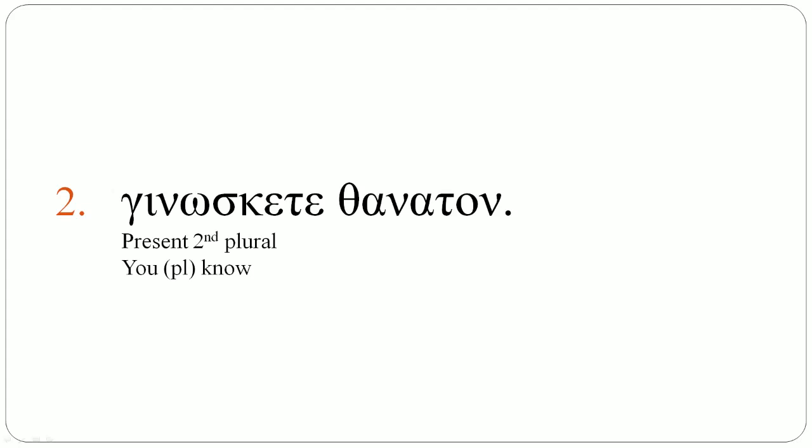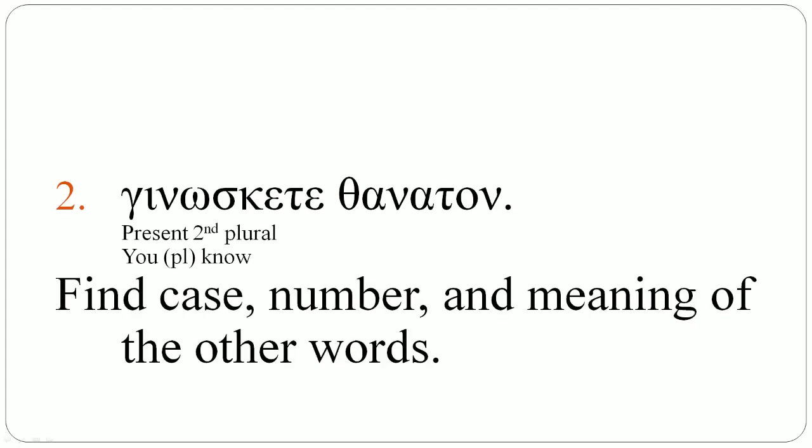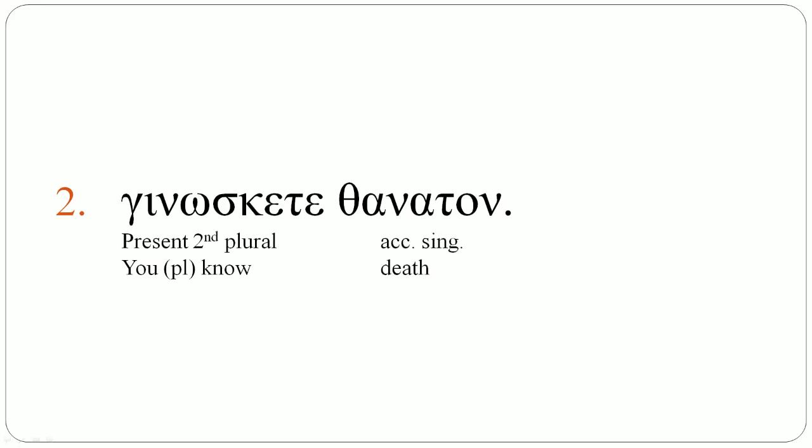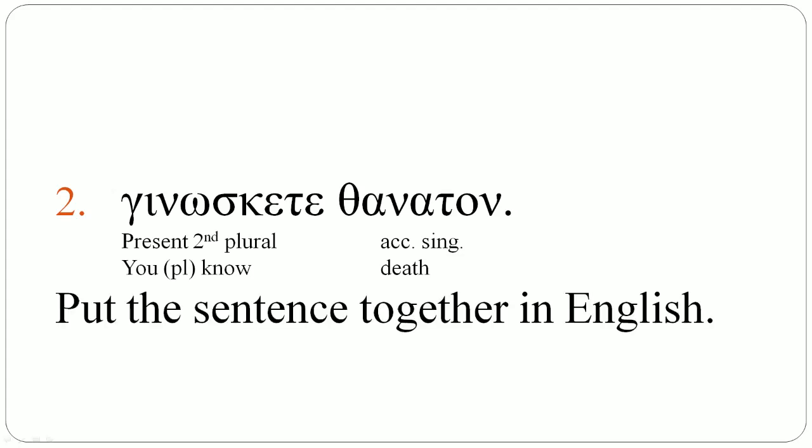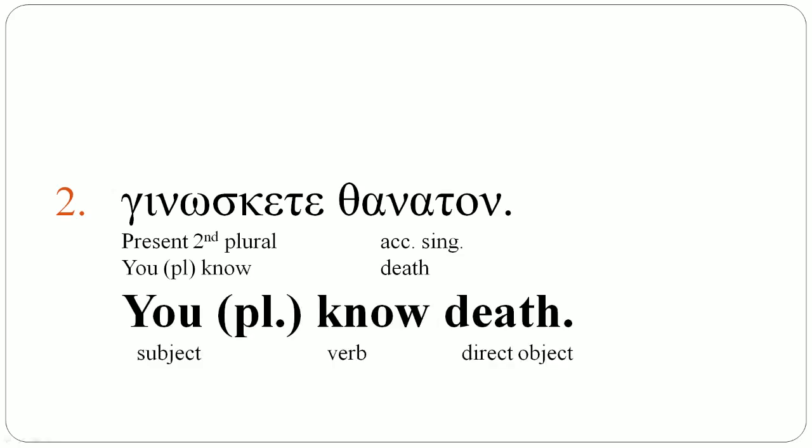So we got the verb, we've got no nominatives. Now just find the case, number, and meaning of all the other words, of which there is only one. And thanaton, again, is accusative singular. That ending is accusative singular. It could be neuter if it was neuter, but this is a masculine word, so it is accusative singular, and it means death. We have all of the information that we need on the page to translate this. Therefore, now translation, you plural or y'all know death. Kind of an ominous pronouncement there.